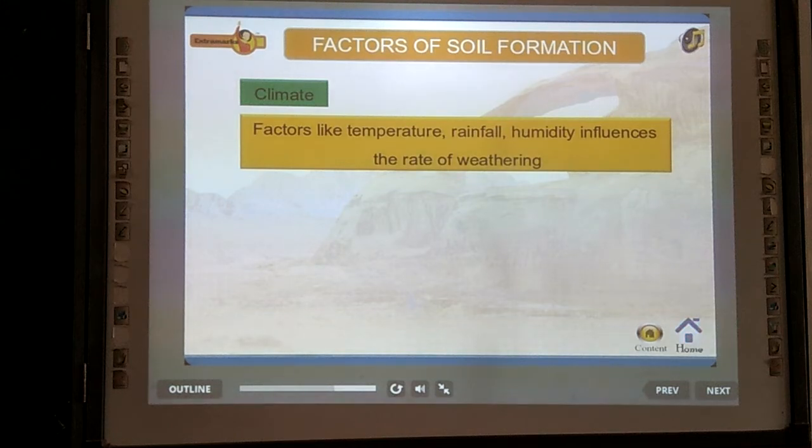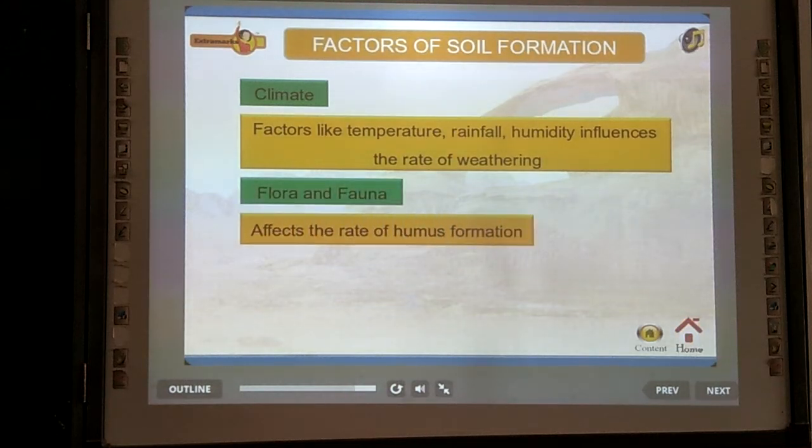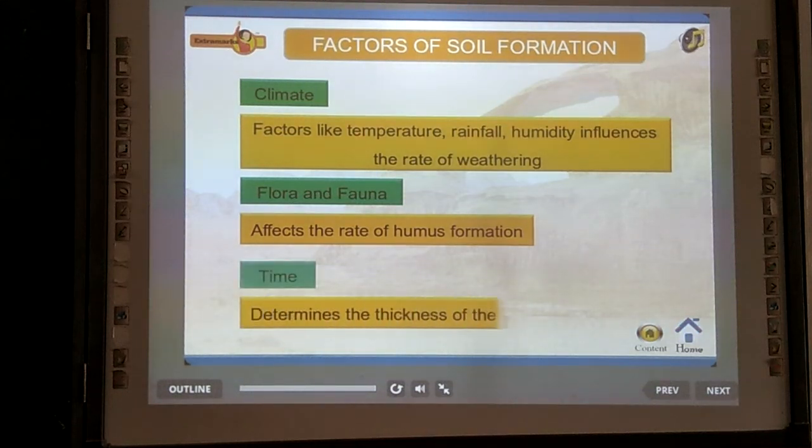Climate. Factors like temperature, rainfall, humidity influence the rate of weathering. Flora and fauna affects the rate of humus formation. Time determines the thickness of the soil profile.